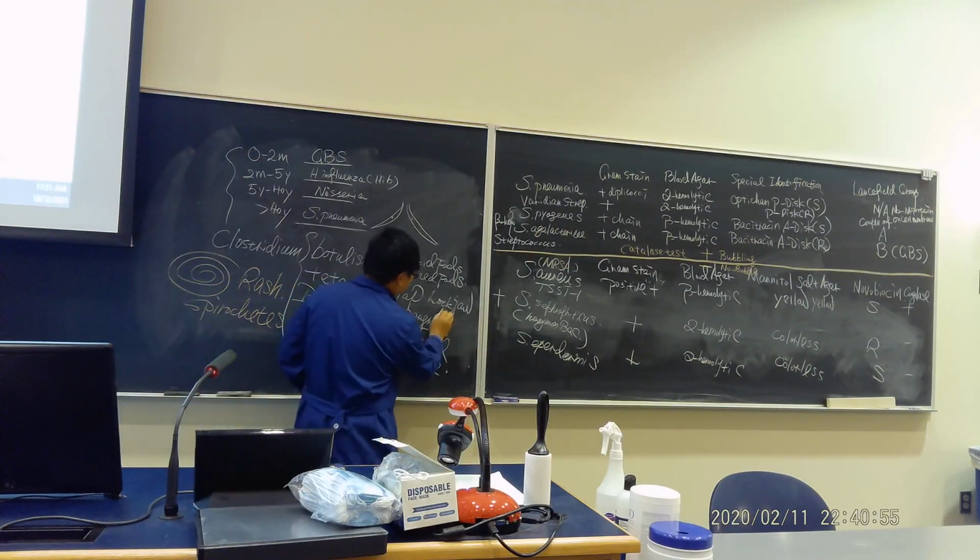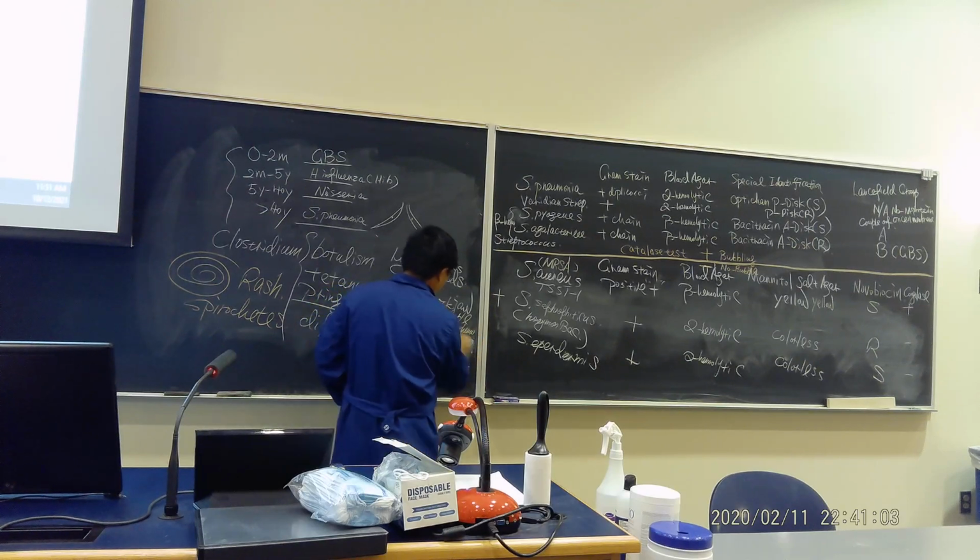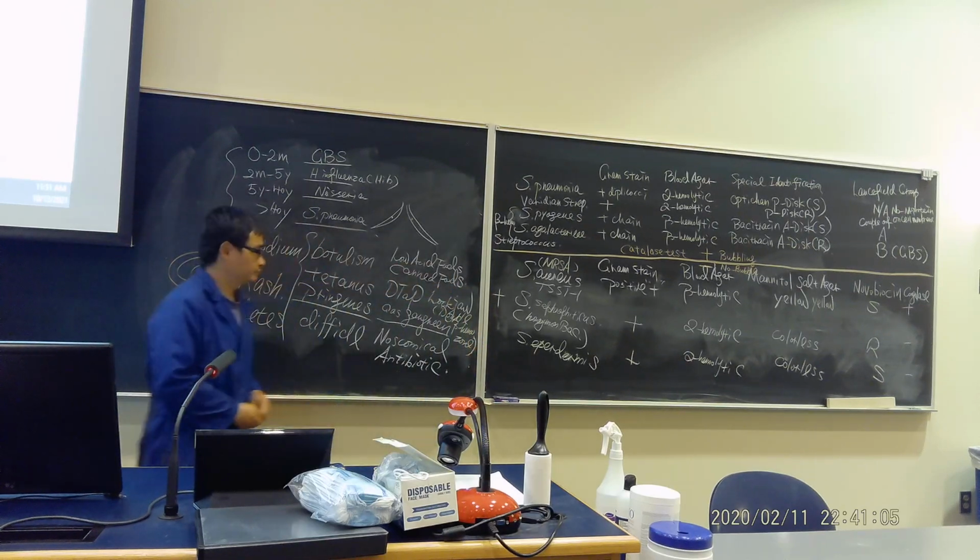Okay. Double beta hemolytic zone. These depend on the division marker.